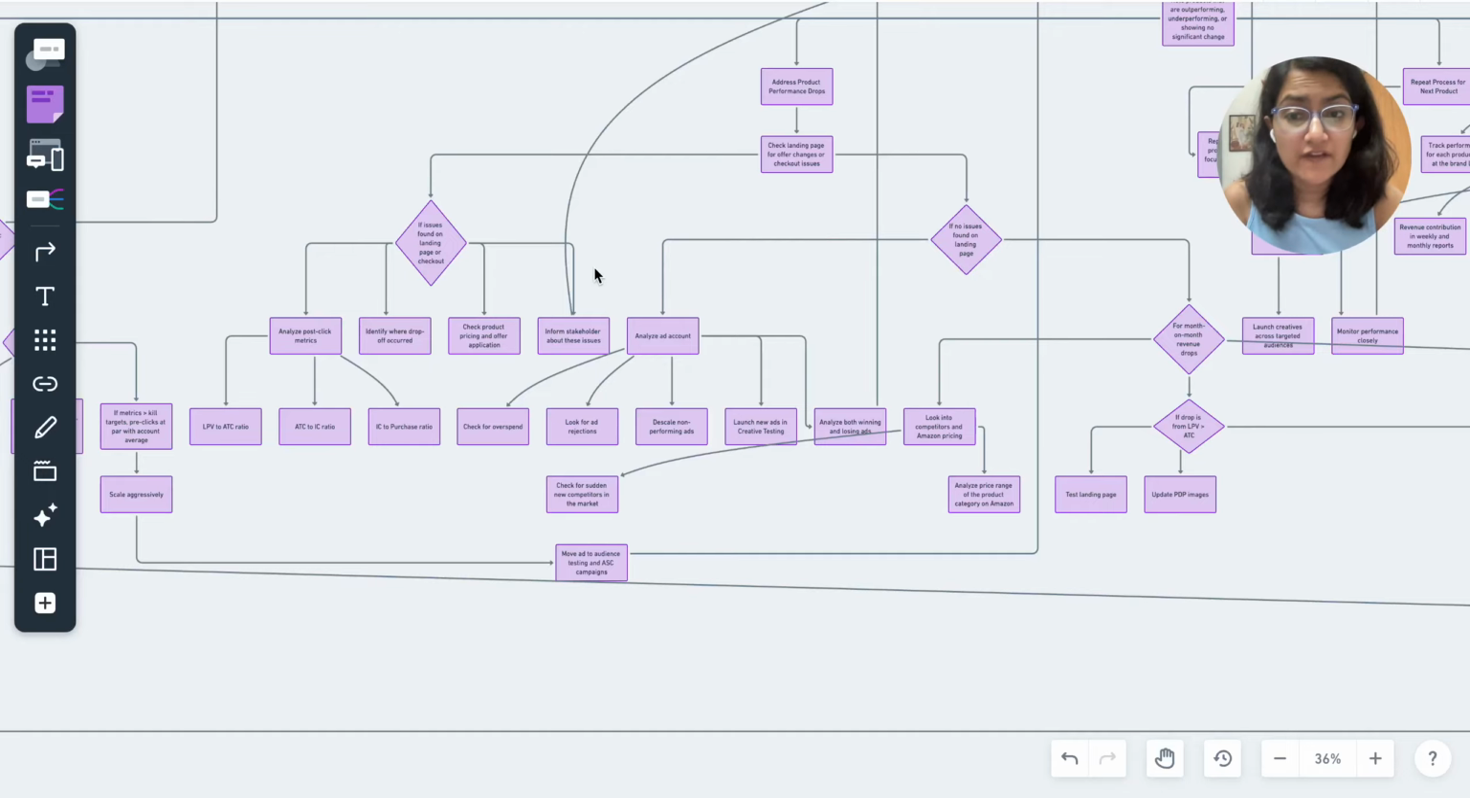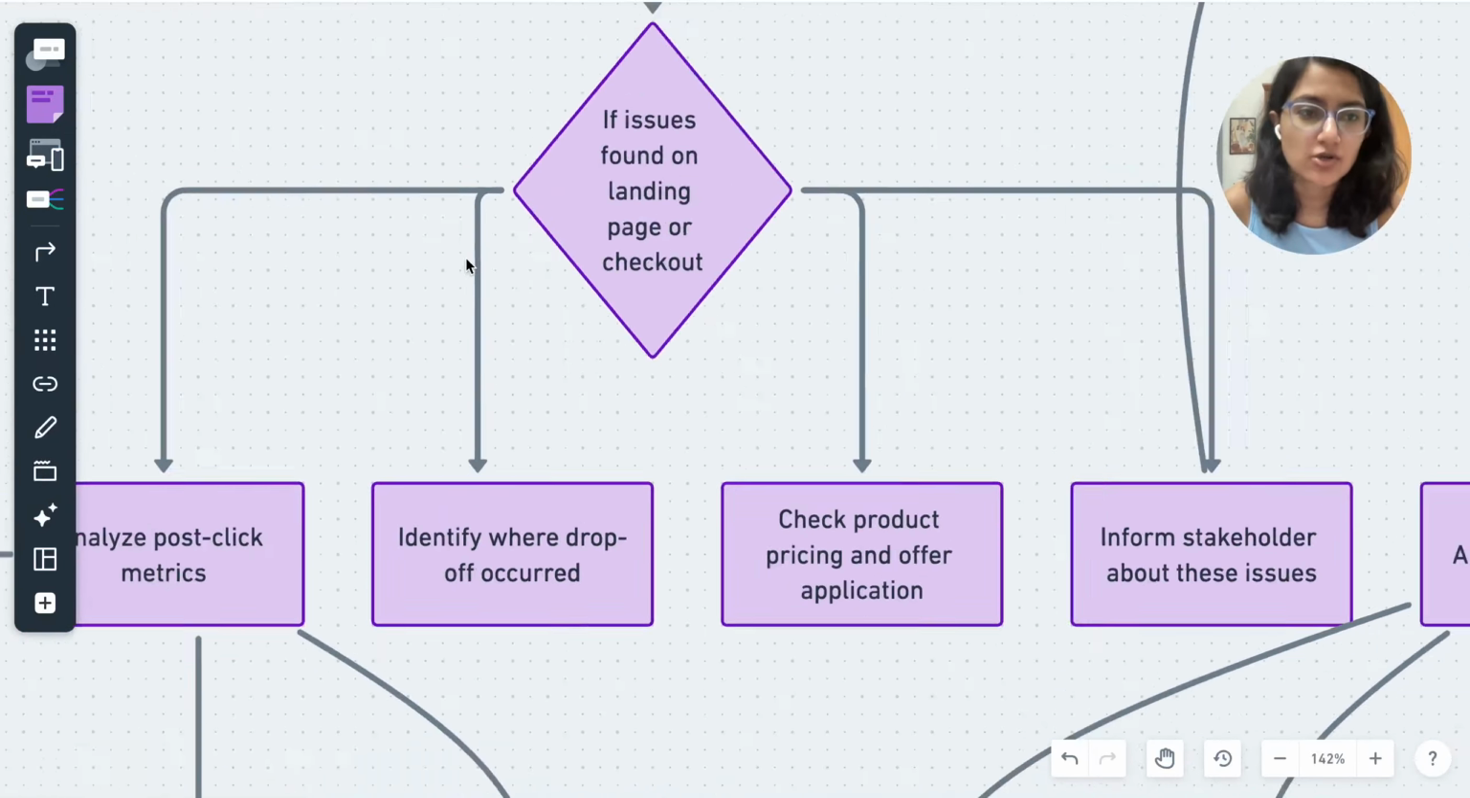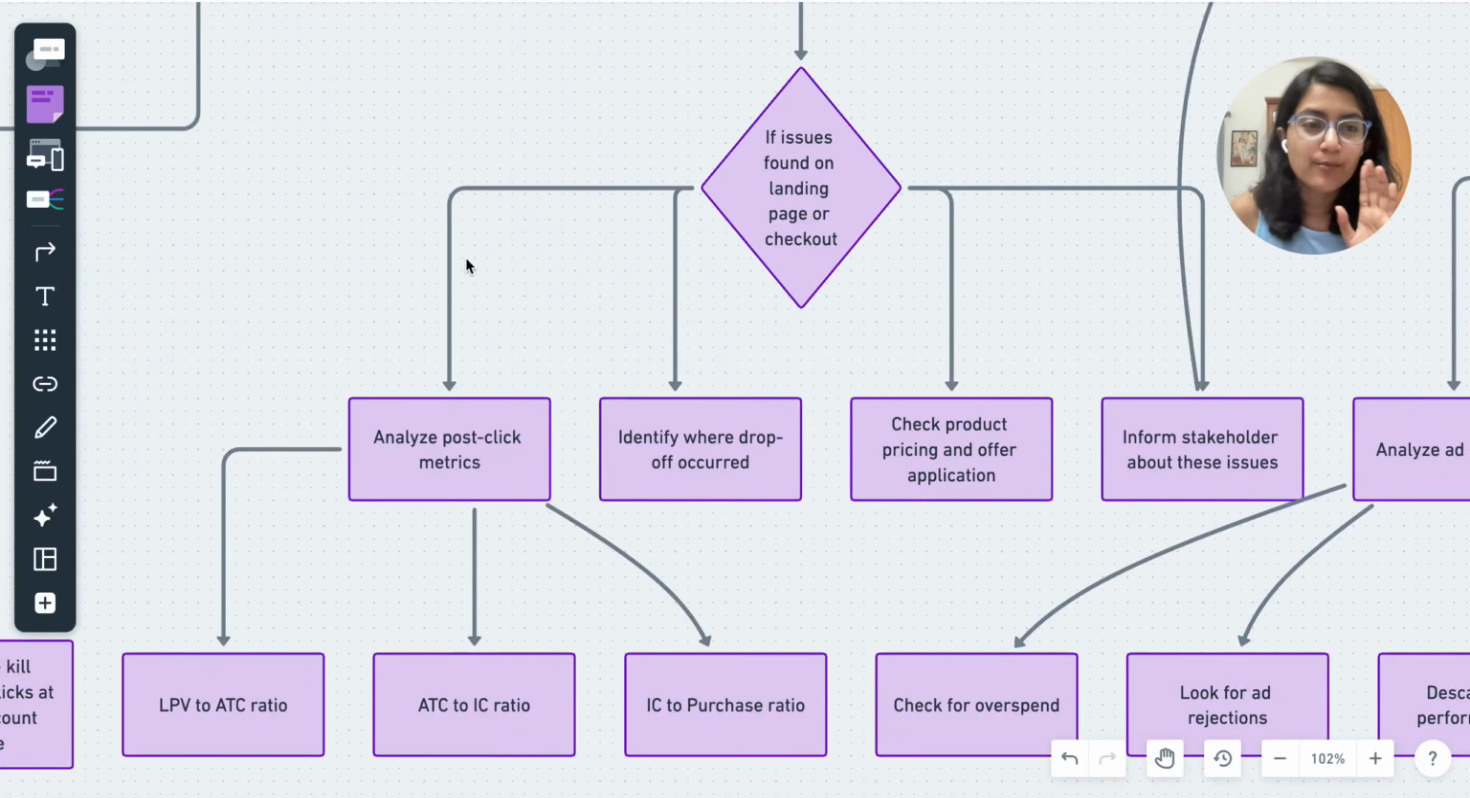But if you find there is any issue in the landing page or checkout, then analyze the post click metrics of your ad account for that. Identify where the drop occurred, check if the product pricing has changed suddenly, and also remember, communication is the main thing. Inform the stakeholders about these issues, because when it comes to a 7 figure or 9 figure brand, the owner or the POC for you, they are also depending on you. They need to have that communication on why there's a certain drop in my winning product, so what happened there? Understanding those metrics and informing your stakeholders is very important.